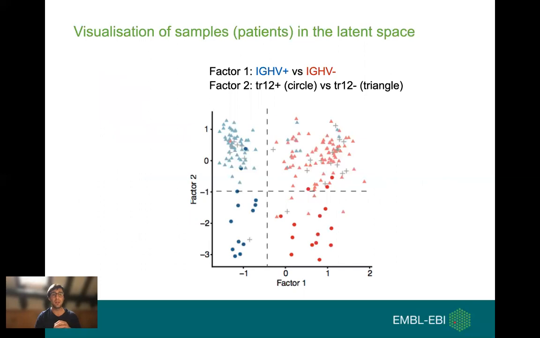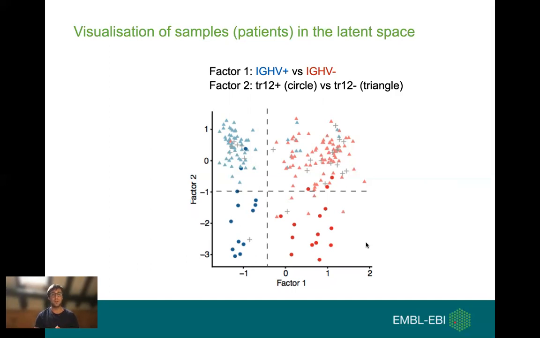So now let's actually do something else. Instead of looking at the weights, let's look at the samples. Let's visualize this latent space. So this plot shows factor 1 and factor 2, and each dot corresponds to a different patient. The patients are colored by whether they have the IgHV mutation or not. That's the main driver of factor 1. So here you see blue, and here you have red. And then they are shaped by whether they have the trisomy 12 chromosome or not. That's the main driver of factor 2. You can clearly see these are triangles and these are circles.